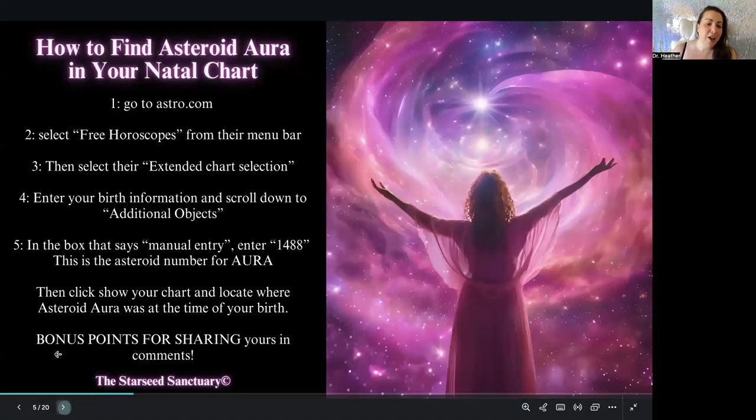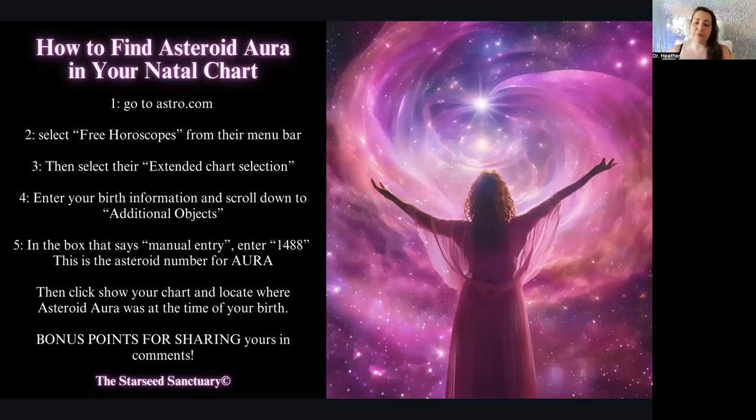Okay. So how do you find your natal asteroid Aura in your chart? You're going to go to astro.com, Astrodienst. If you don't have a free account, you can set one up very easily. Then you select the free horoscopes from their menu bar, go down to extended chart selection, and you can either enter your birth info or, if you already have an account, log in. Then you're going to go down to the additional objects box. It's like the fourth one down. In the box that says manual entry, you just plug in this number, 1488. That's the number for Asteroid Aura.